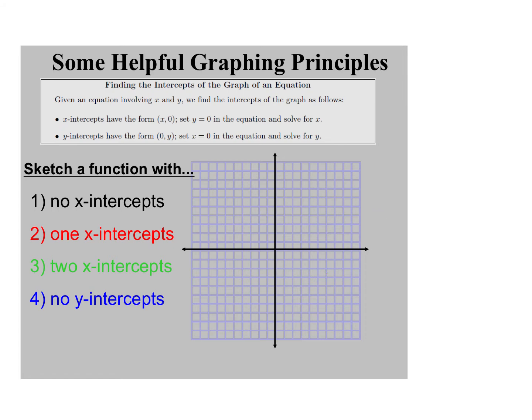Okay, so make one with... And do these in the colors that they show. So make a black one that has no x-intercepts. Make a red one that has 1 x-intercept. Make a green one that has 2 x-intercepts. And these are all functions, so they have to pass the vertical line test. And last but not least, the blue one, no y-intercepts. You might be thinking, how can you do that and keep it a function? But you can.